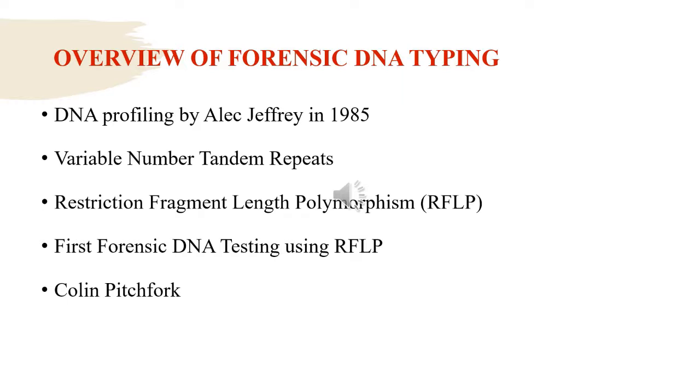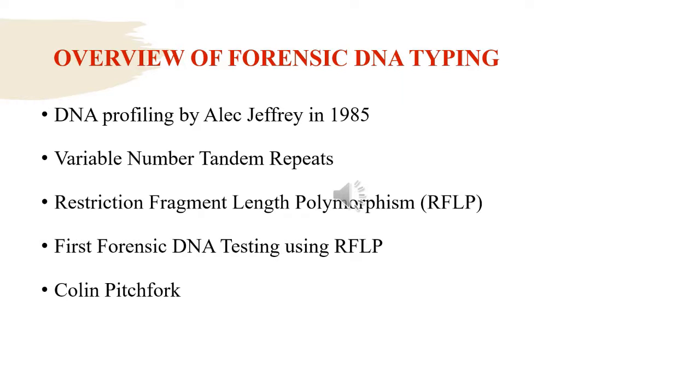DNA sequences are repeated next to each other and this varies between individuals. These repeats are known as variable number tandem repeats, or VNTRs. The method to analyze VNTRs is known as RFLP, or restriction fragment length polymorphism.